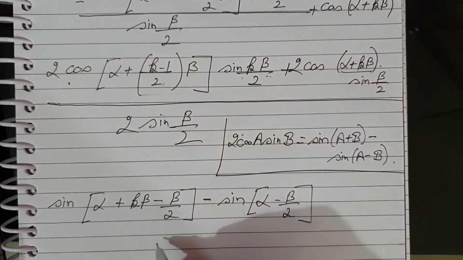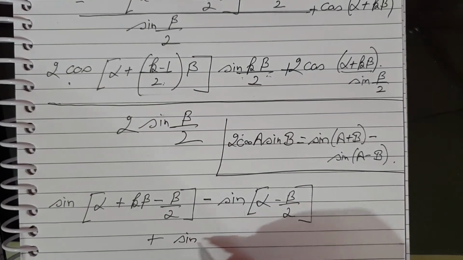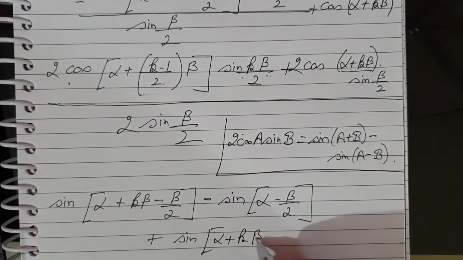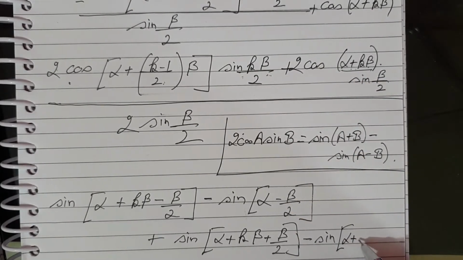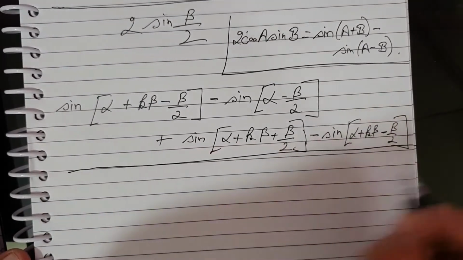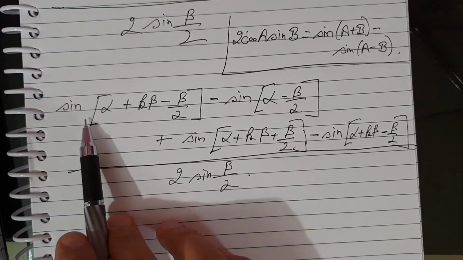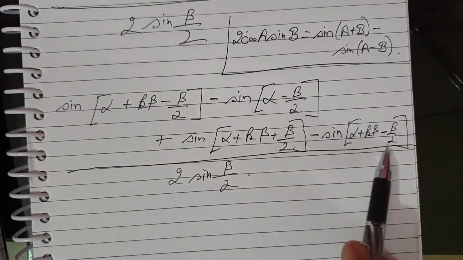Okay, again solving for this thing, 2 cos A sin B. This will be sin, first of all A plus B, so alpha plus k beta plus beta by 2, minus sin(A minus B). So this will be alpha plus k beta minus beta by 2. Now this is whole upon 2 sin beta by 2. Now see, this term sin(alpha plus k beta minus beta by 2) minus sin(alpha plus k beta minus beta by 2), they are same, so they will cancel out.